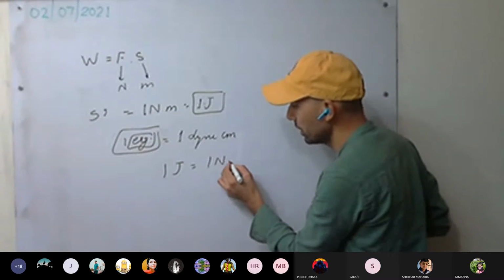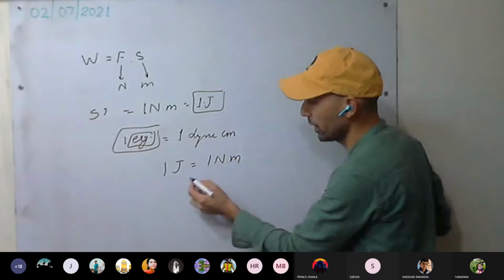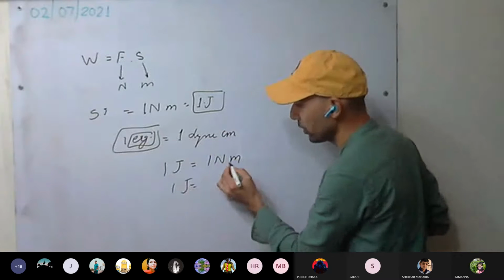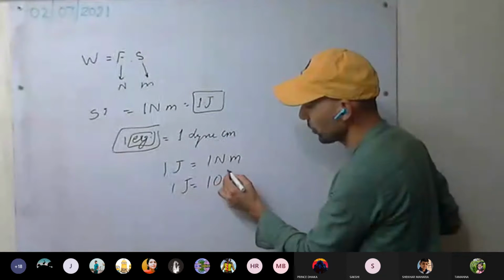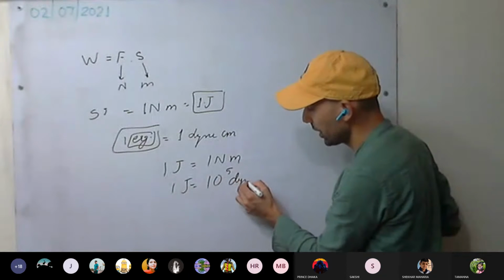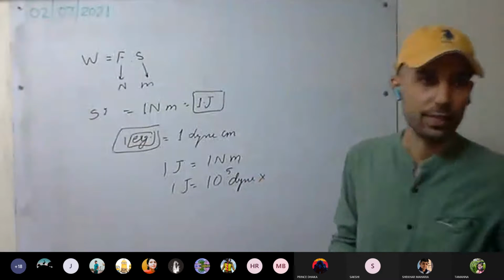How to find it? 1 joule is how much? 1 Newton meter. 1 Newton is equal to how much in dyne? 10 raised to power 5 dyne.